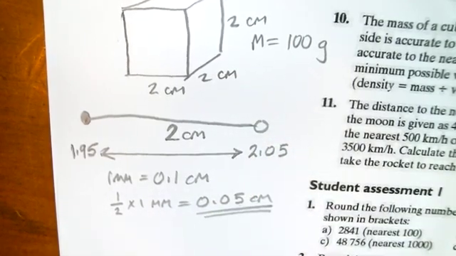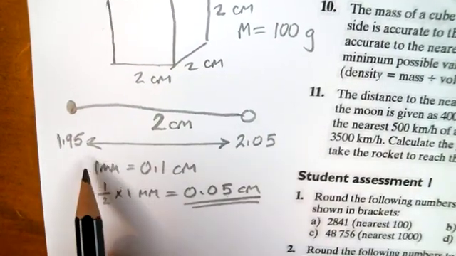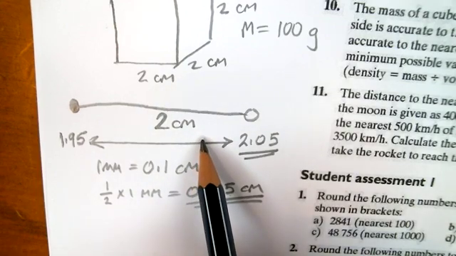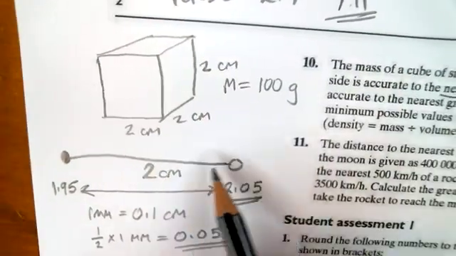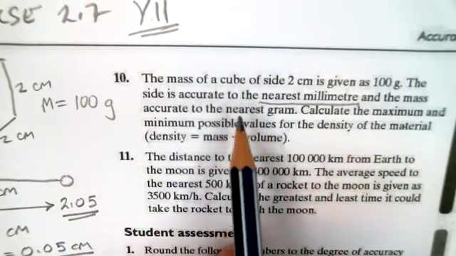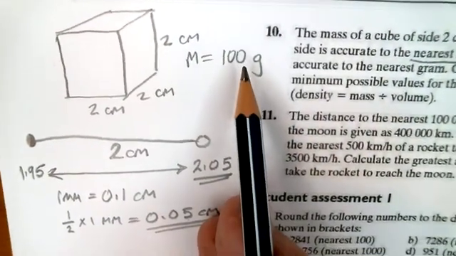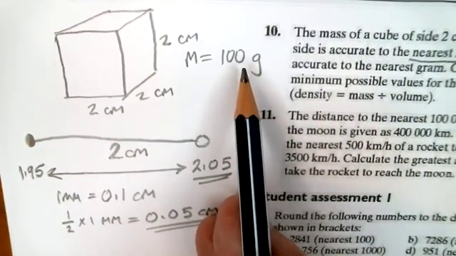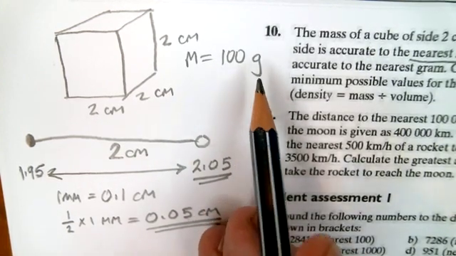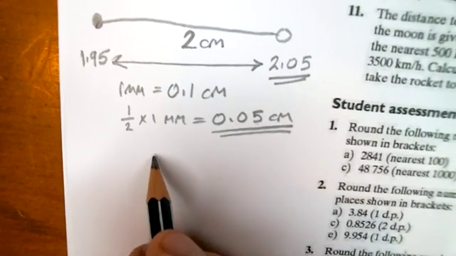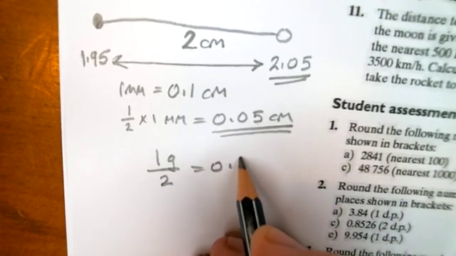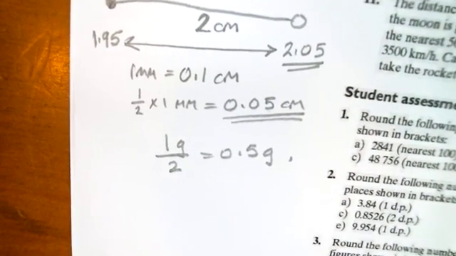All right, so that's this taken care of. So you've got a maximum possible this can be, if it's going to be the nearest millimeter, and this is the minimum. Now we've got grams. The grams were to the nearest gram. Nearest 1 gram. So if we took 1 gram and divided it by 2, we'd get 0.5 grams. So that's going to be the minimum.